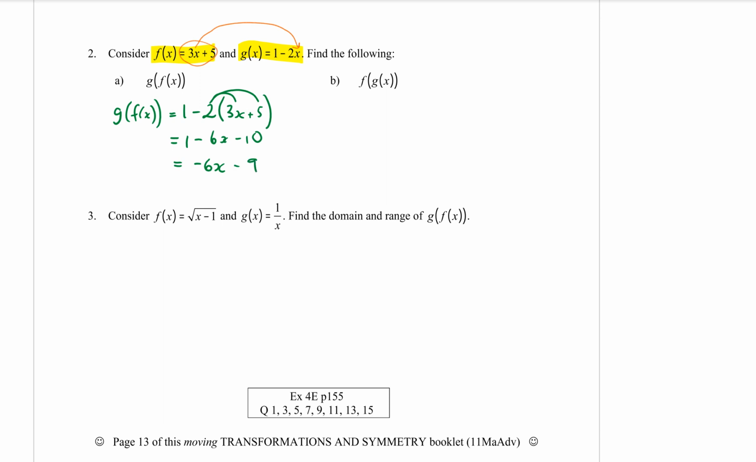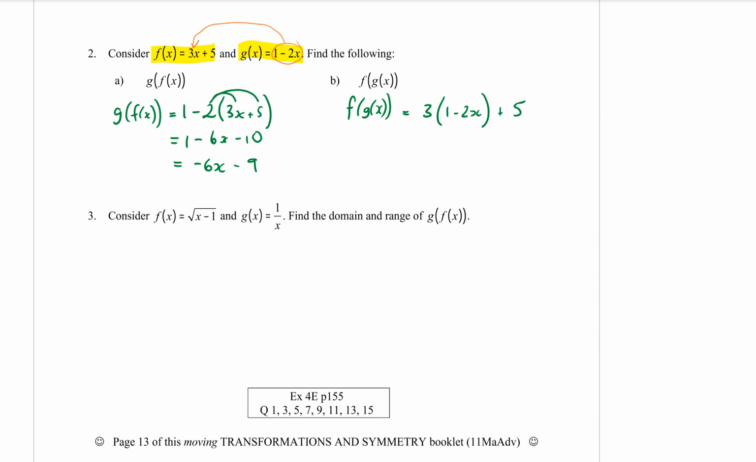Let's do the other way. I'm wanting to find f of g of x. So the g of x is on the inside. And I'm wanting to sub that in to the x in the f of x function. So f of g of x is equal to 3, instead of x, it's the g of x function, 1 minus 2x plus 5.